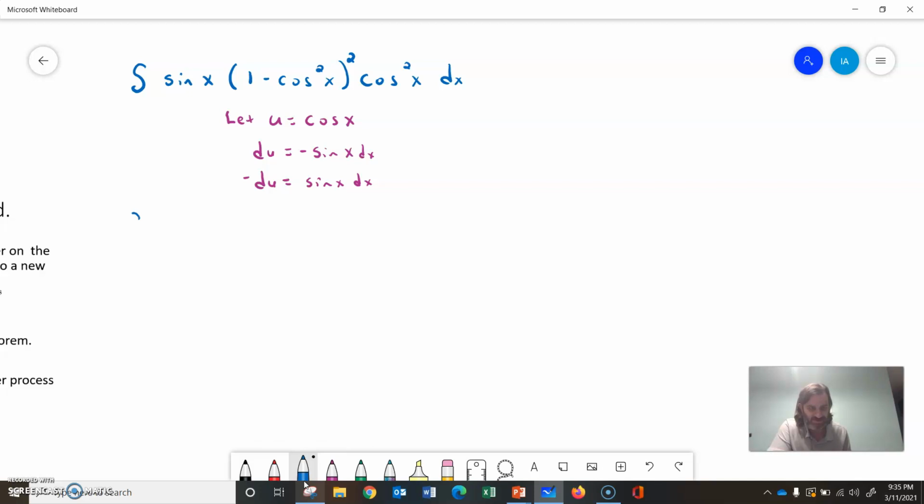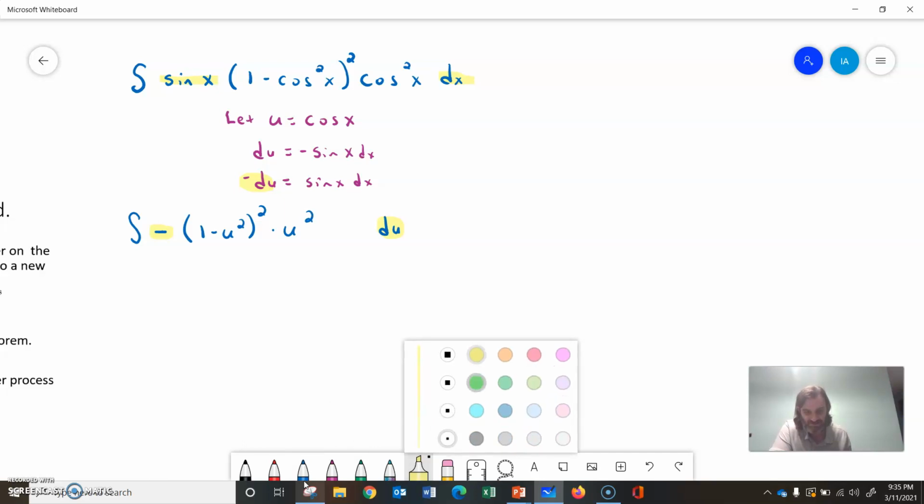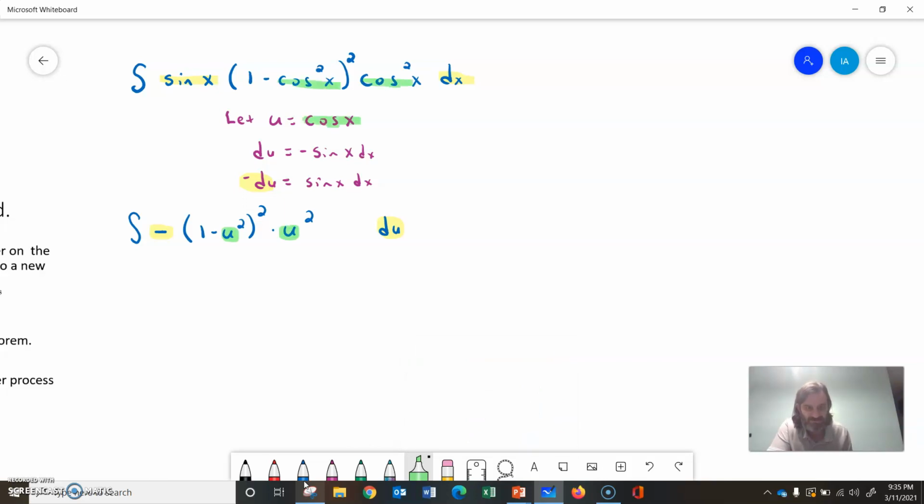So let's make some replacements there. We're going to call this the integral of negative du, replacing the sine dx with negative du, and then we will have 1 minus u squared, squared. We're going to have to multiply that out sooner or later, but it's going to happen. And then times u squared. It's just going to be easier this way, instead of having to write everything over and over.